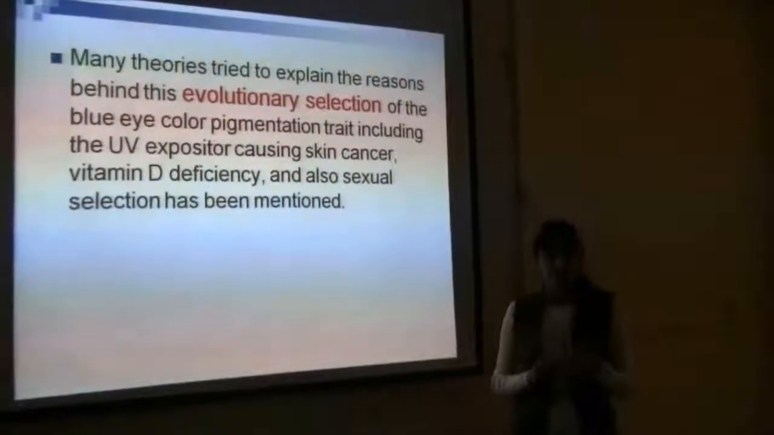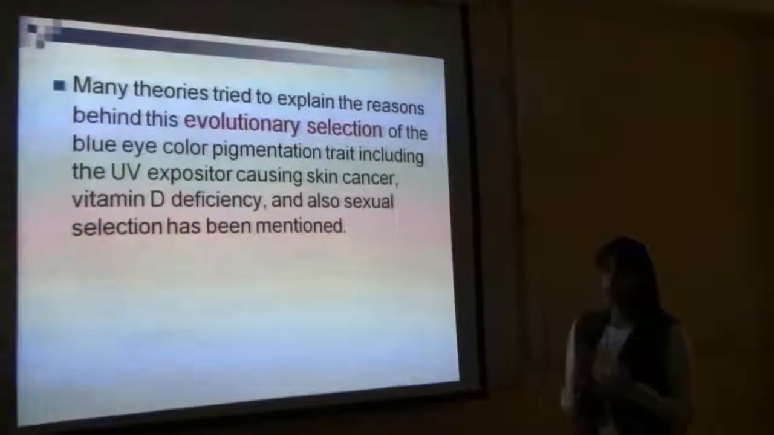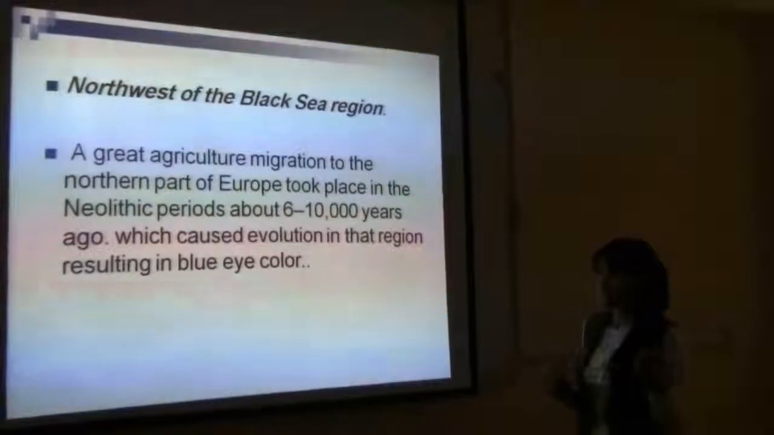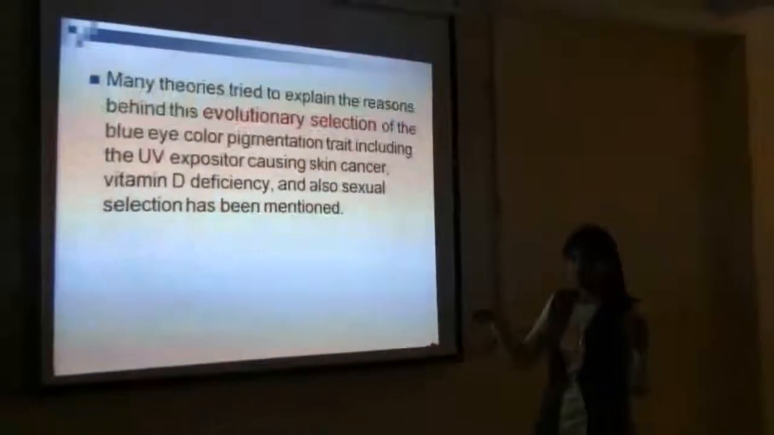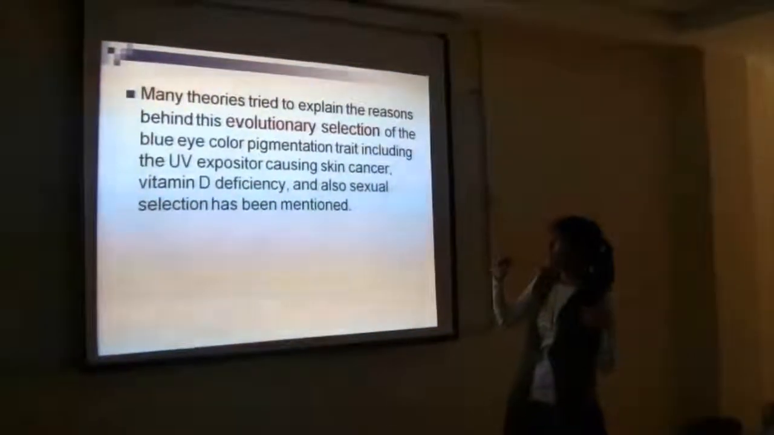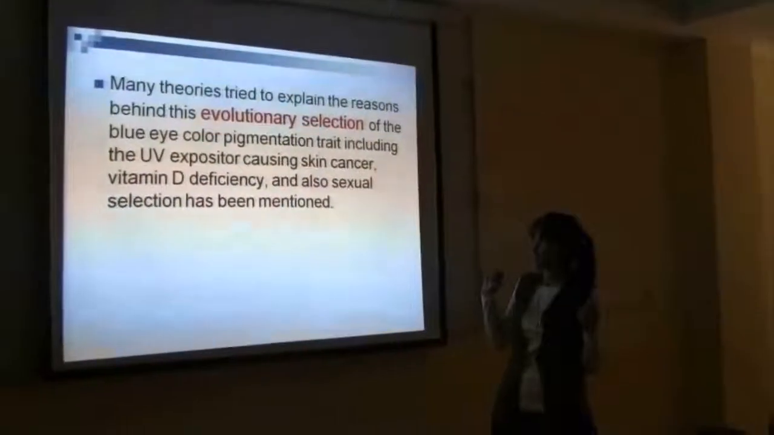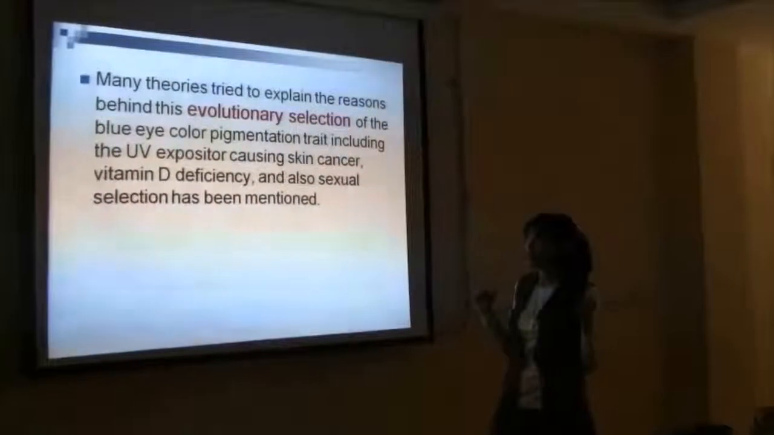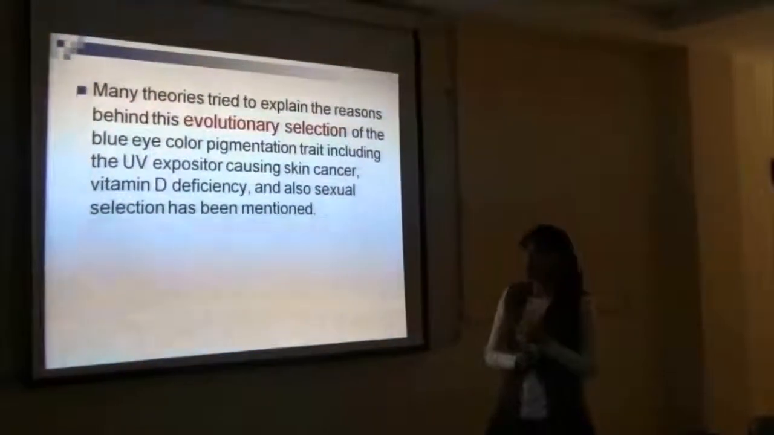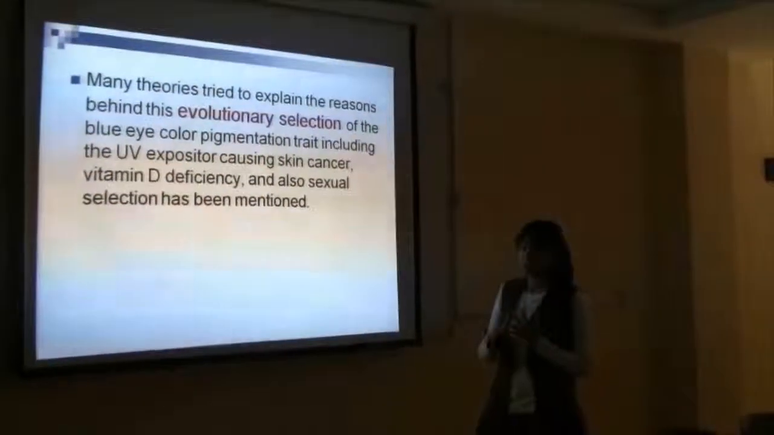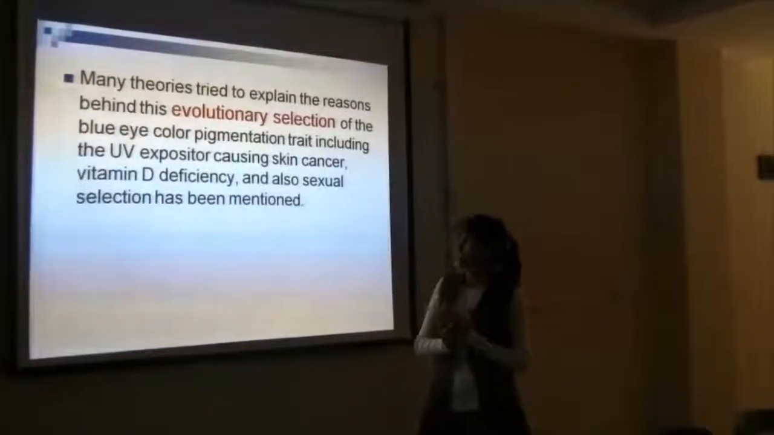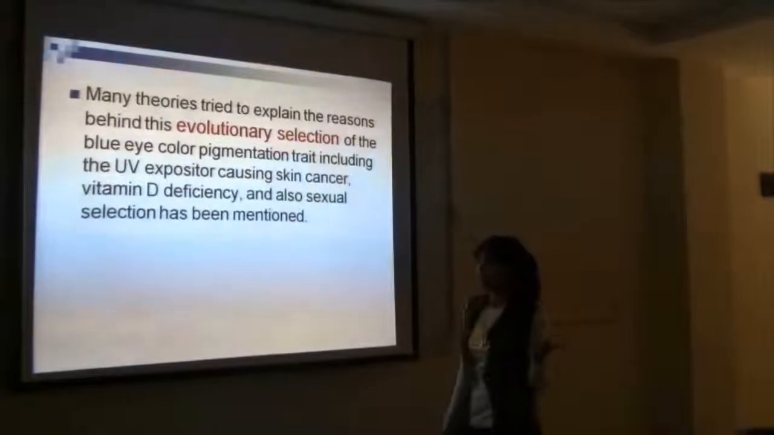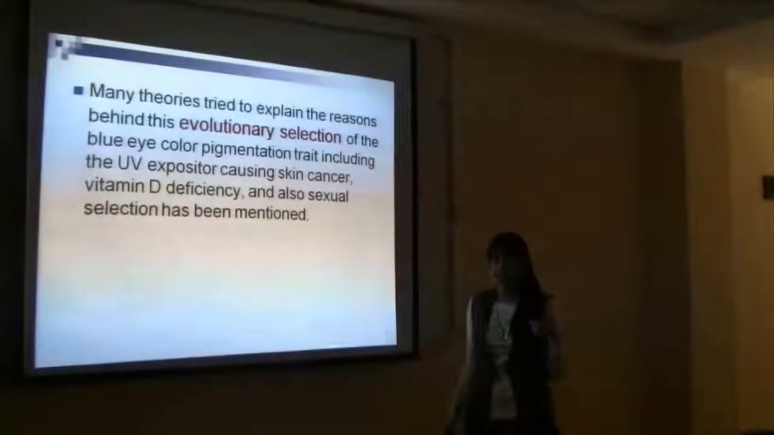Now, why was it evolutionary? Many theories say natural selection didn't help a lot, but some theories explain that the main cause behind this evolutionary selection was UV exposure to radiation, which actually causes skin cancer and vitamin D deficiency, and sexual selection has also been mentioned.